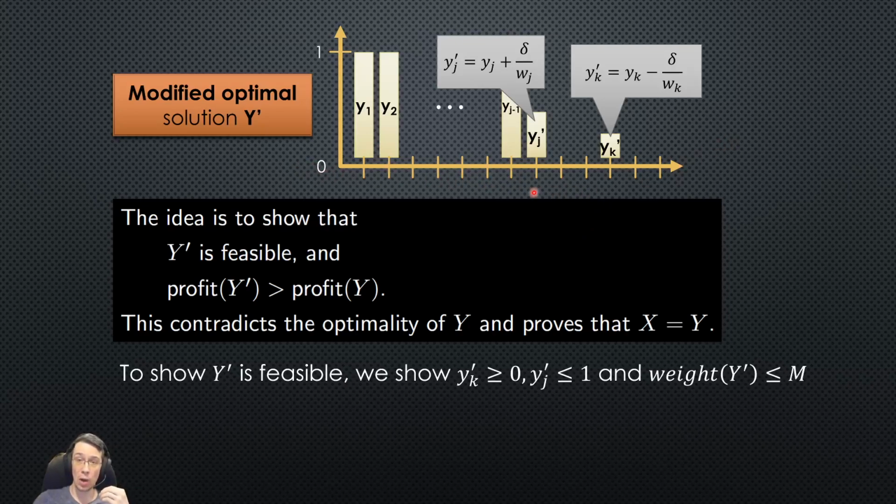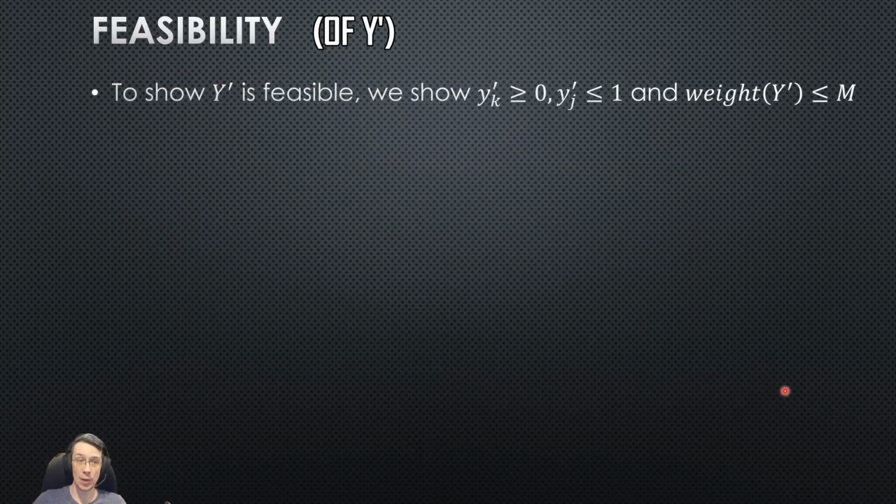We need to make sure that we haven't changed that. Well, which parts of y have we changed to obtain y prime? We've changed yj into yj prime. We've changed yk into yk prime. We grew yj, so the danger is that now that we made yj larger to obtain a bigger yj prime, we might have exceeded 1. So we need to show yj prime is less than or equal to 1. And as we've shrunk yk to obtain yk prime, the danger is that we've shrunk it so far that we've made it negative. So we show that yk prime is greater than or equal to 0. And then, of course, we're going to have to show that the weight of y prime is less than or equal to m as well.